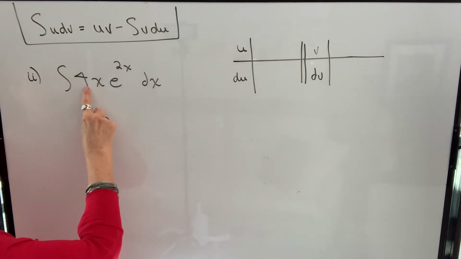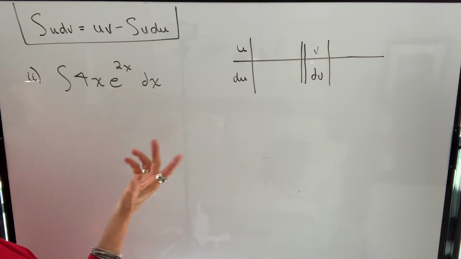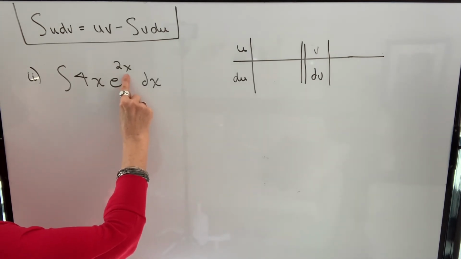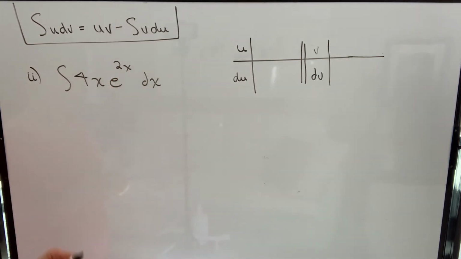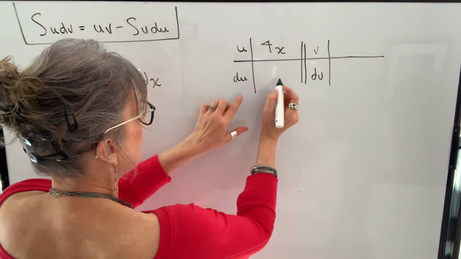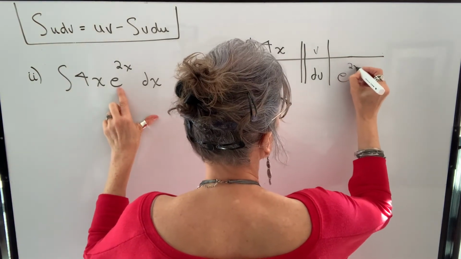And when I take the derivative of 4x, it becomes 4. So that becomes an easier function. However, when I take the derivative of e to the 2x, my derivative will be 2e to the 2x. So that doesn't become simpler. So I'm going to try letting u be 4x, which means dv will be e to the 2x dx.